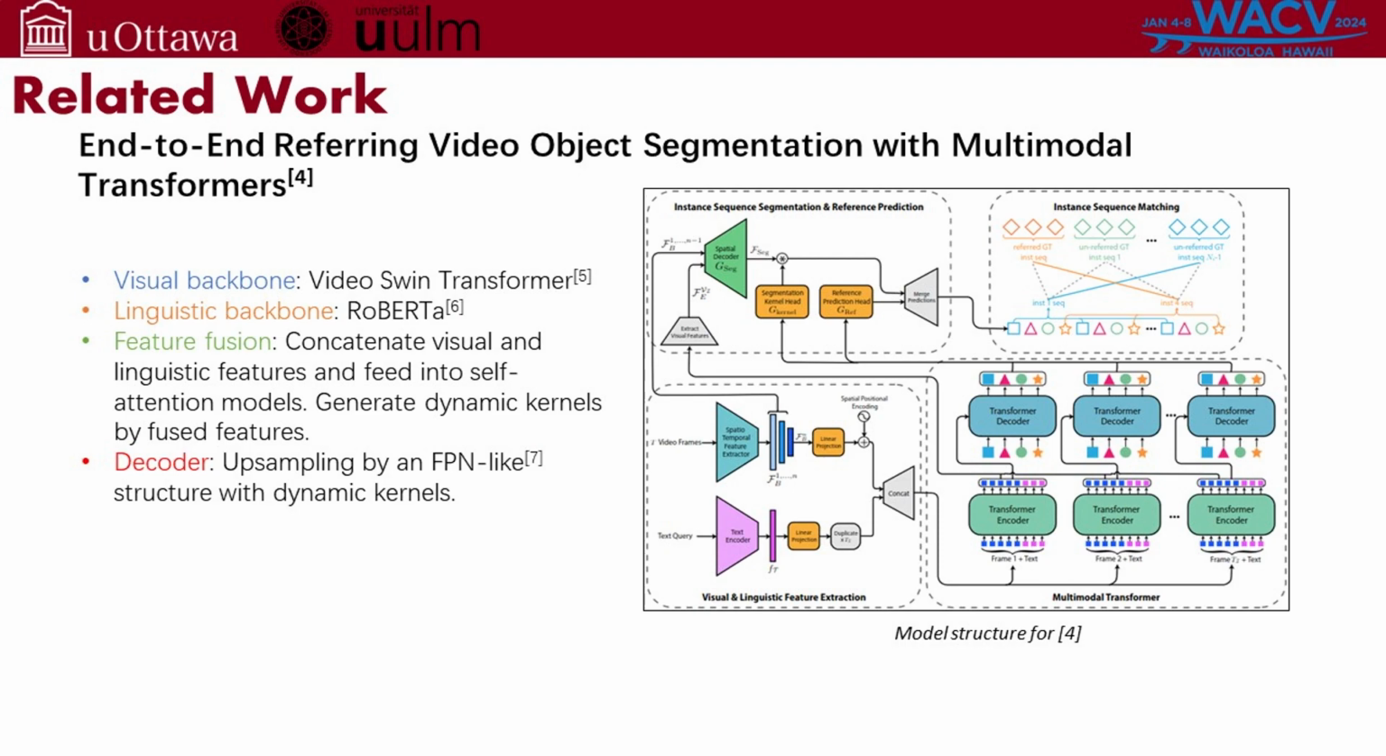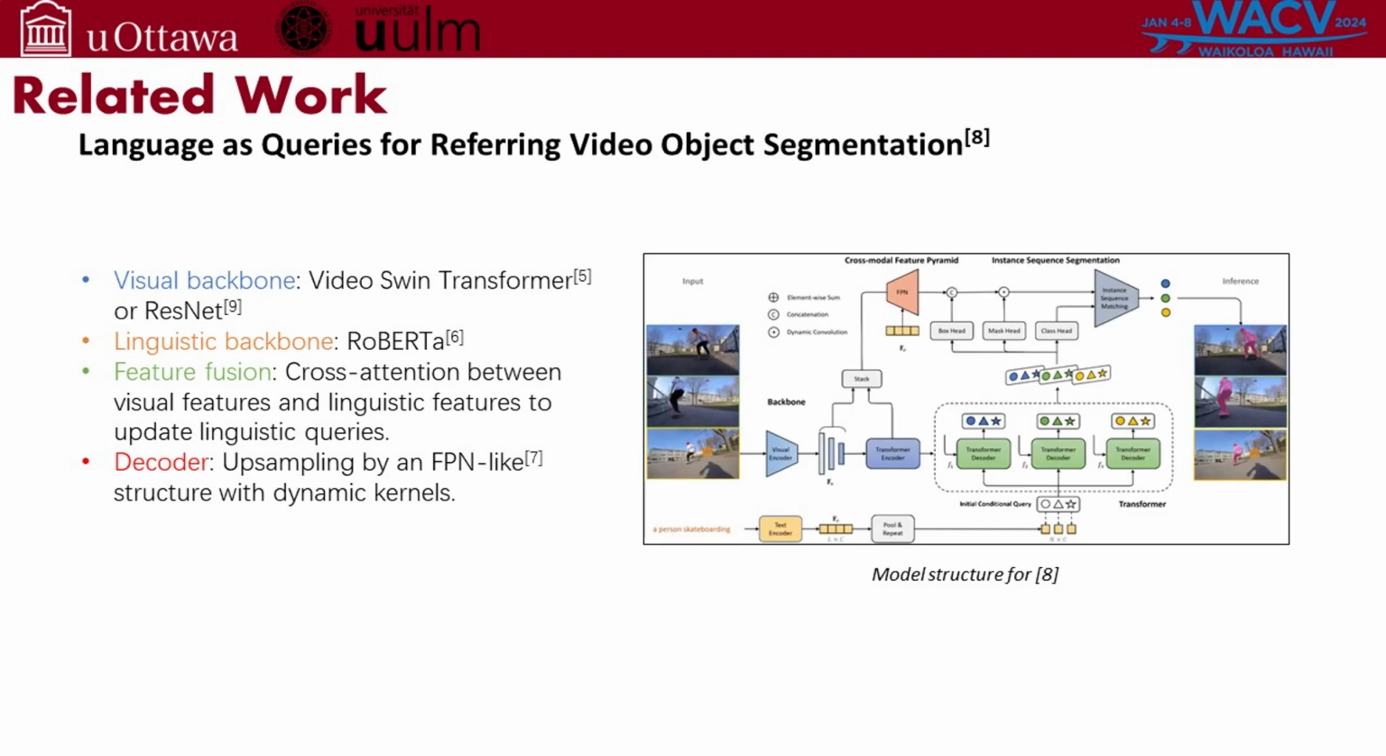End-to-end referring video object segmentation with multimodal transformers is one of the state-of-the-art methods in RVOS. The work picks the Video Swin Transformer and RoBERTa as the visual and linguistic backbone respectively. The features from different modalities are concatenated and fed into self-attention models to fuse them and generate dynamic kernels by the fused features. The dynamic kernels are used in the upsampling stage in the decoder to generate the final output.